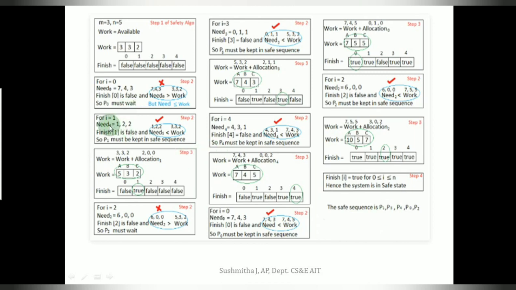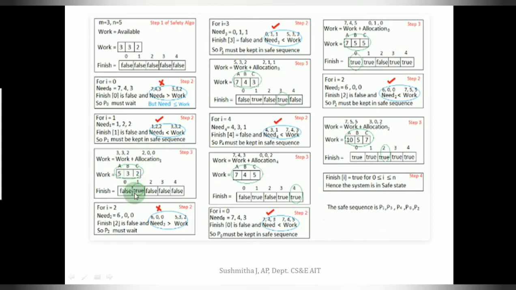Now let us see process P1, that is i equal to 1. So the need of i is 1 2 2. Is 1 2 2 less than the work? Yes. My work is 3 3 2. Is it less than the work? Yes, it is less than the work. Now finish of 1 that was false will be turned to true because it is now a part of the safe sequence.